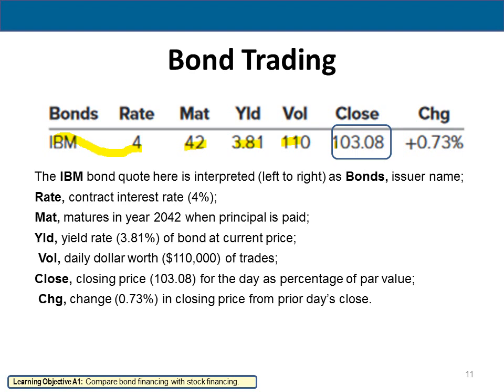Close, this is the closing price for the day as a percentage of par value, because usually in the stock market those bonds are traded each day. So each day the prices of the bonds will change. At the end of each day, each bond will be priced differently from the previous day. So on that date, the closing price of the IBM bonds was 103.08, and this indicates a 0.73% increase in its closing price compared to the previous day.